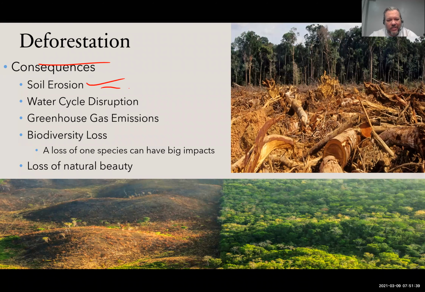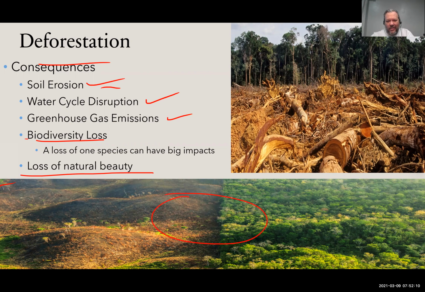So if we have deforestation, you end up with soil erosion. Talked about that. The water cycle is disrupted. I'm going to leave it to your AP environmental science teacher, who has explained that one to you. Greenhouse gas emissions, same thing. Loss of biodiversity. So we're losing not all of them, but a lot of the animals that thrive in this type of place. And then just the loss of natural beauty. That is not something you can really put a price tag on, but it's something.